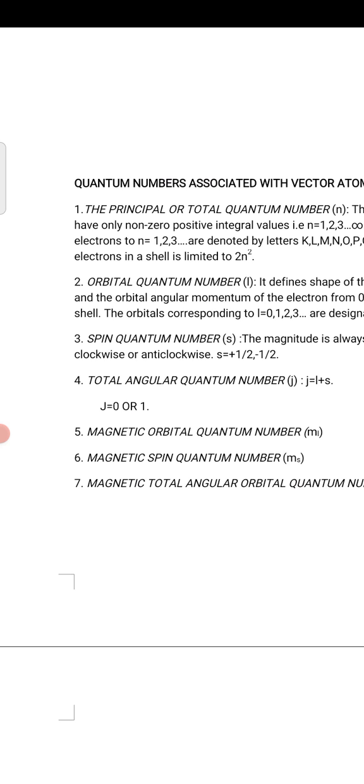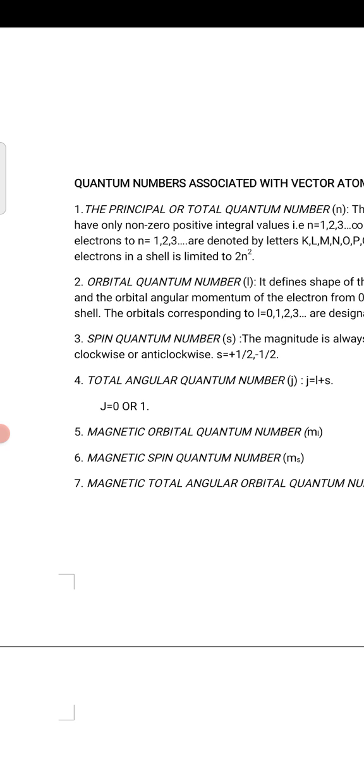First one, the principal or total quantum number. It is denoted by small n. This quantum number belongs to the principal orbit in which the electron lies, and it is identical to that used in the Bohr-Sommerfeld theory. The principal quantum number n can have only non-zero positive integral values.